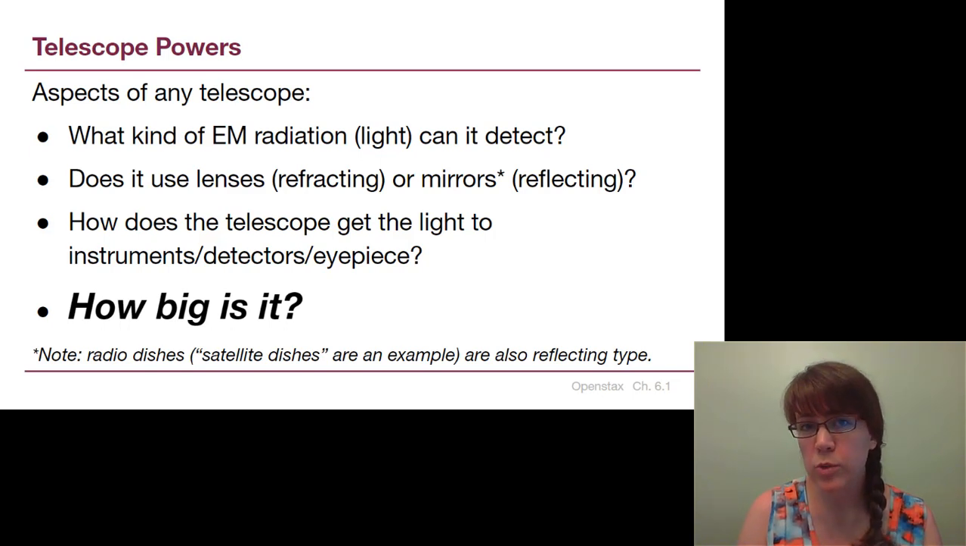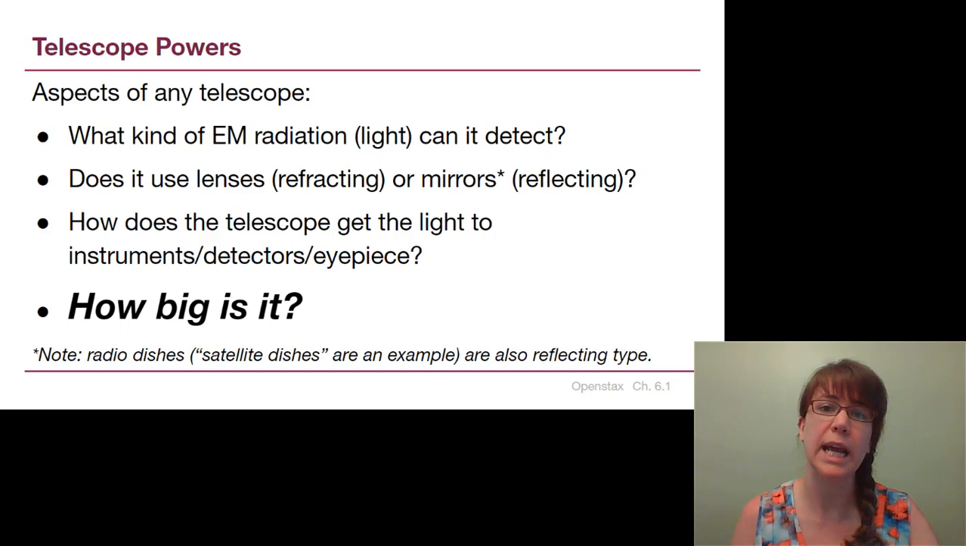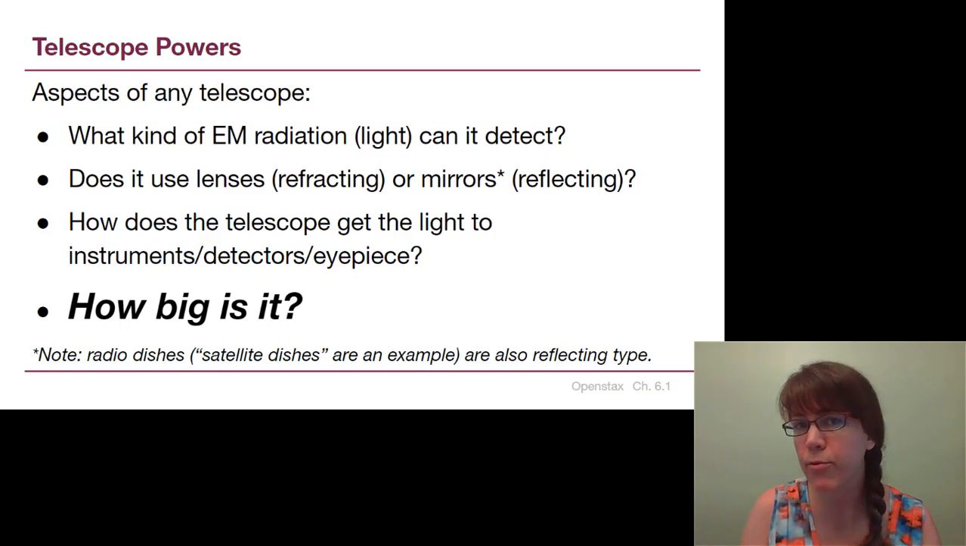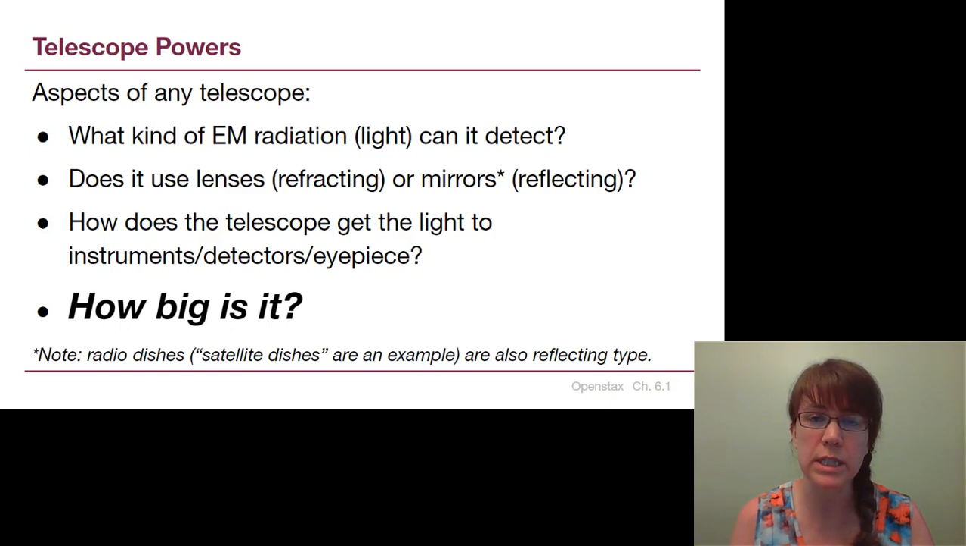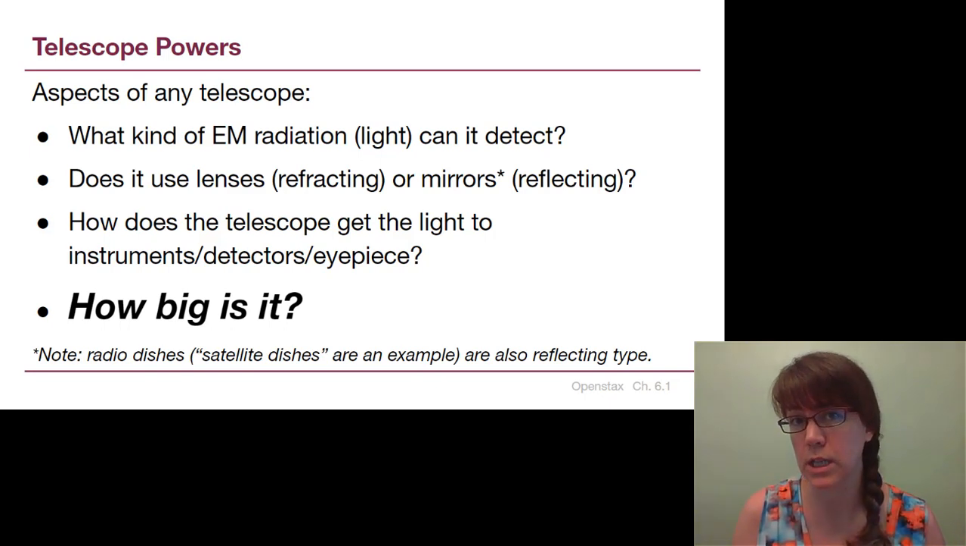Then one of the other things we talked about is how the telescope gets light to the instruments or to the detectors, or if you're actually looking through the telescope at an object, how it gets that light to the eyepiece. And that's when we have those different ways of getting the light out of the telescope tube: the prime focus, the Newtonian focus, Cassegrain. We don't need to know those details, but if you're researching a telescope, for example, that might be something that you're looking at and deciding between.